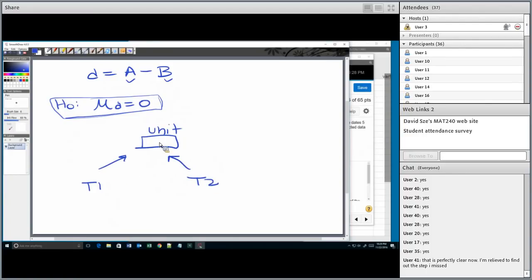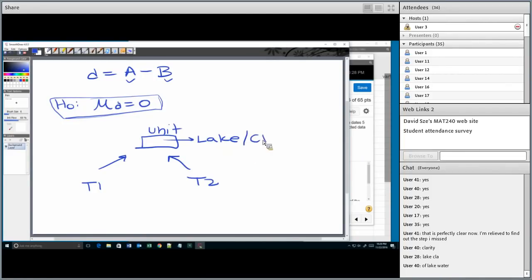What is the unit in this problem? No, no. The unit is the lake, right? The lake is my unit. You can say clarity too, lake clarity. Yes, but basically you know what I'm measuring. So we can say lake or clarity.